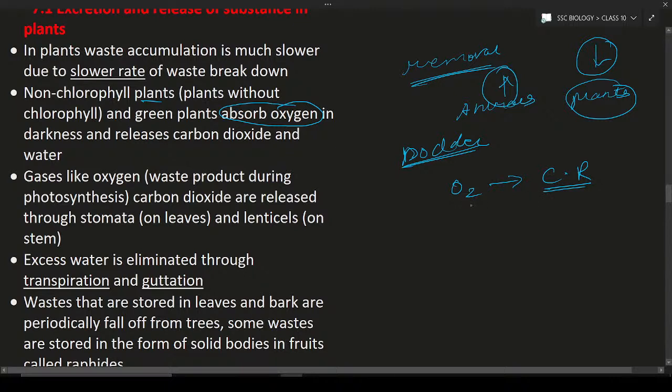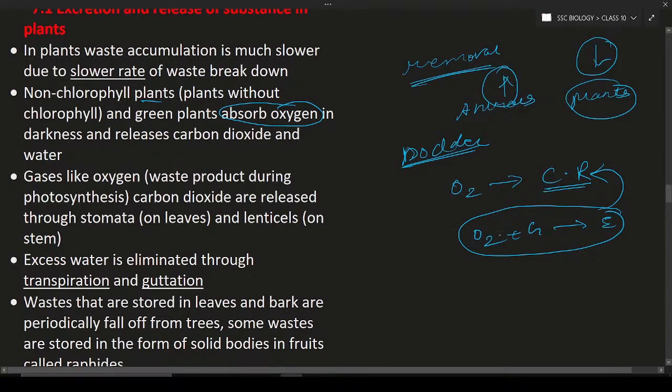As a result, they absorb oxygen and break down glucose in the presence of oxygen to produce energy. This process is known as cellular respiration in plants. It is similar, up to some extent, to animals. Animals also utilize oxygen. Oxygen is taken in by animals and they use it for the breakdown of glucose, which is known as cellular respiration.